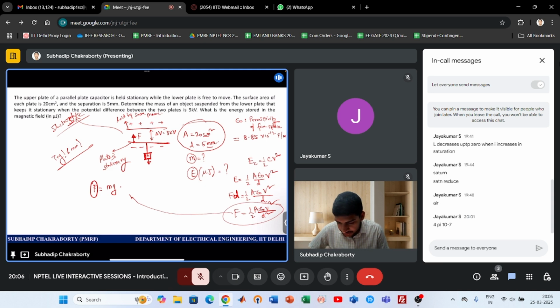Now we know anything more? Yes, we can calculate the force, right? Half times 20 into 10 to the power minus 4 because centimeter times 8.85 into 10 to the power minus 12 times V. What is V? 5 into 10 to the power 3 because kV whole square divided by D square. D is 5 millimeter. So 10 to the power minus 3 whole square. So you got the force, right?